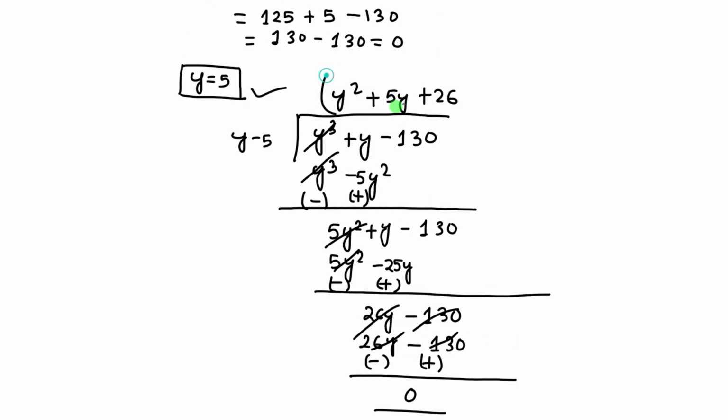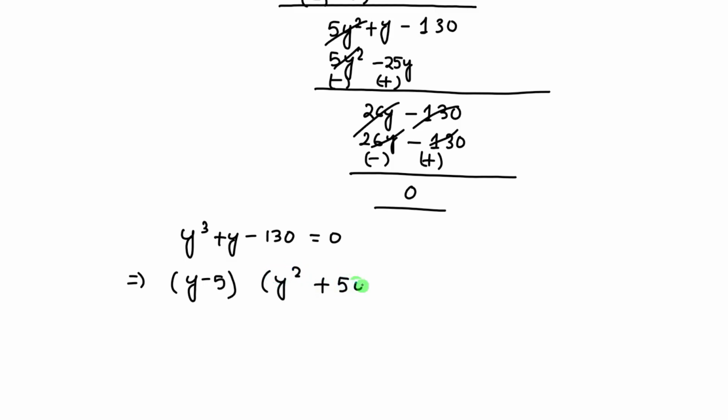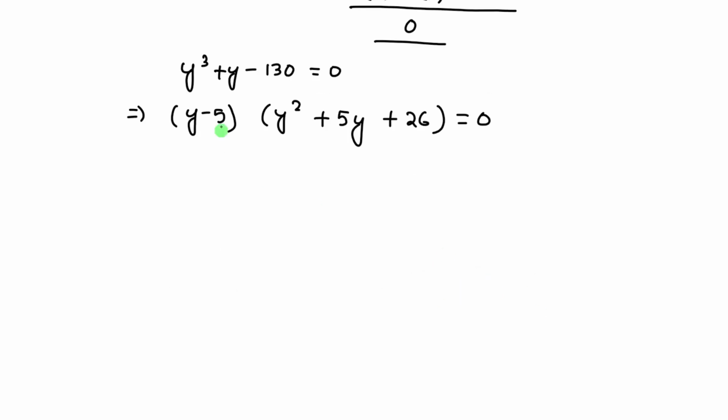So here we are getting a quadratic equation, that is y squared plus 5y plus 26. So the polynomial equation y cubed plus y minus 130 equals 0 can be written as y minus 5 multiplied with y squared plus 5y plus 26 equals 0. Now from here we know that y equals 5 is one of the solutions.